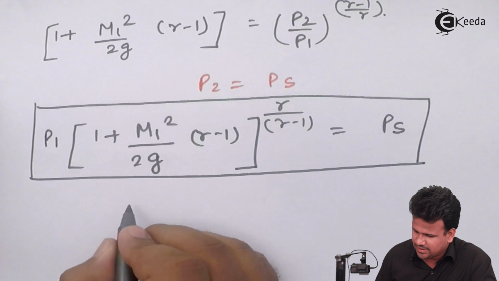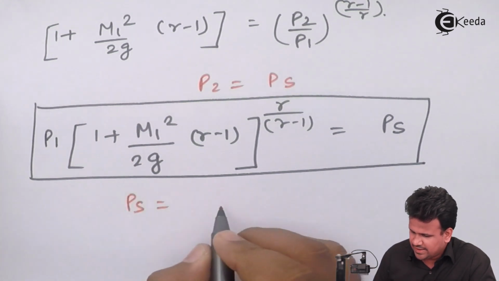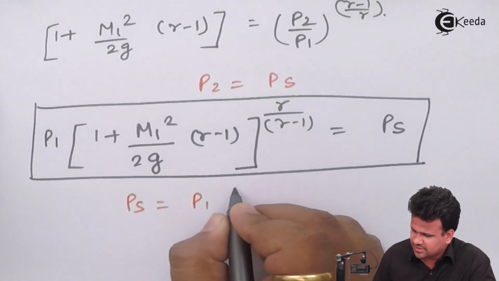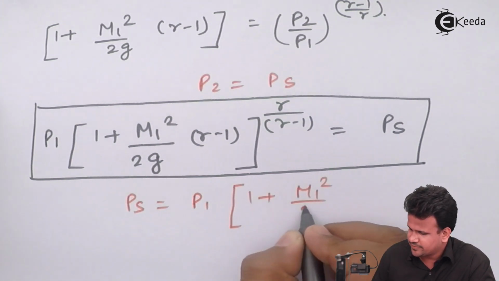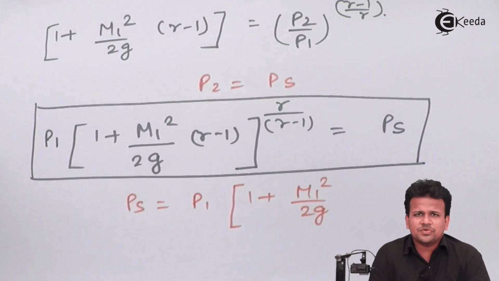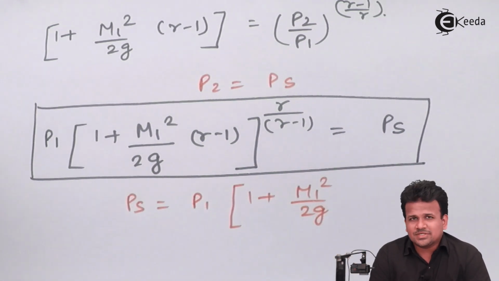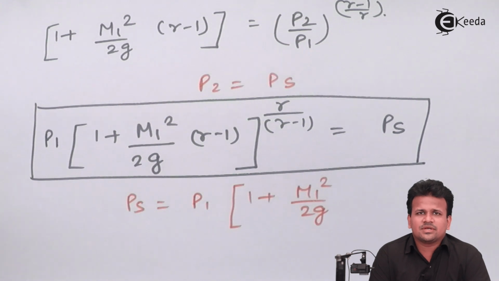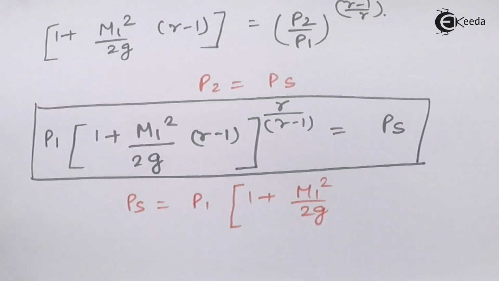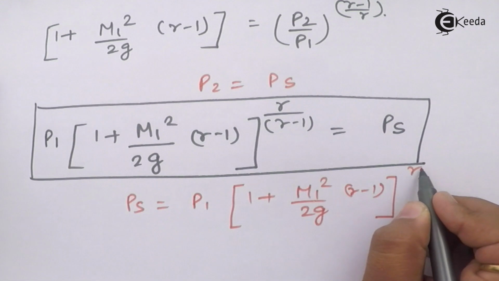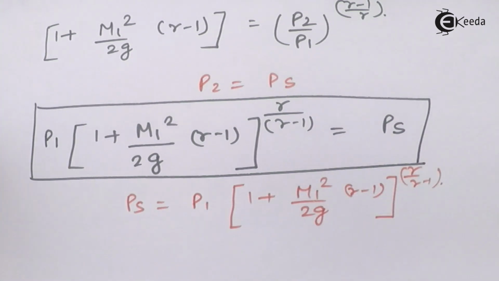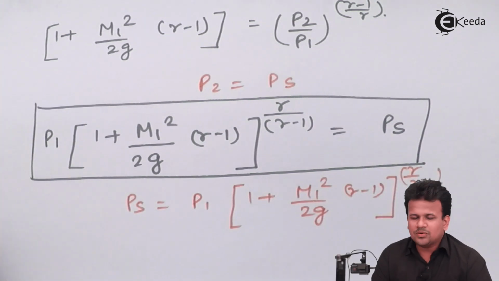This P stagnation plays an important role in calculating the pressure exerted on the entire surface of an aeroplane, an aircraft or an entire vehicle. So this is the formula for P stagnation. I hope you have understood how to calculate P stagnation. Thank you.